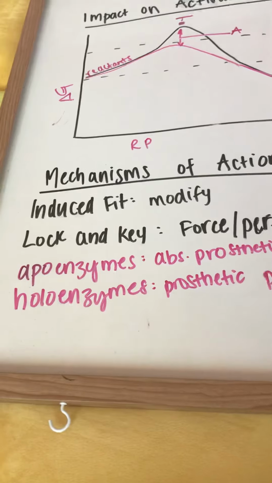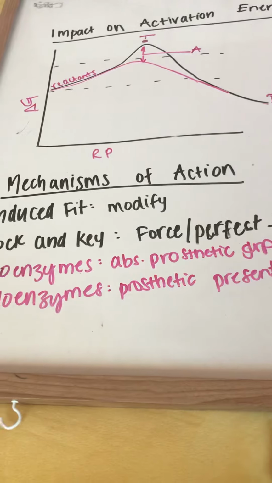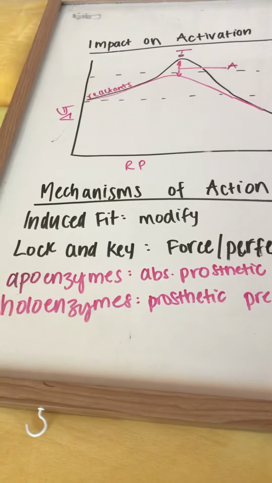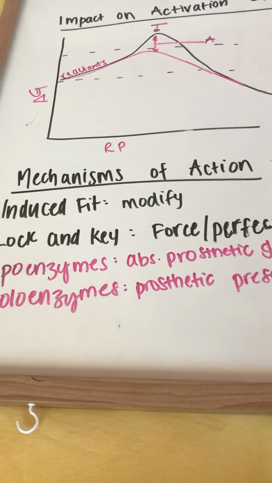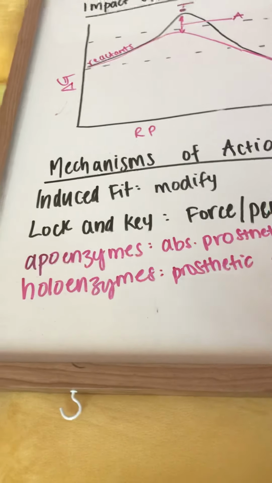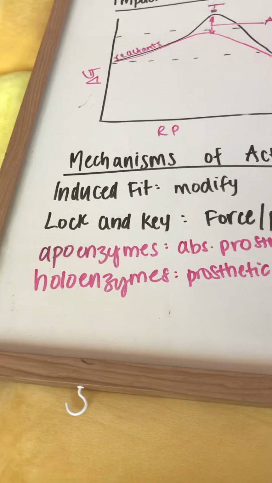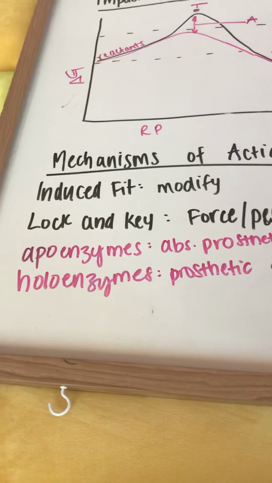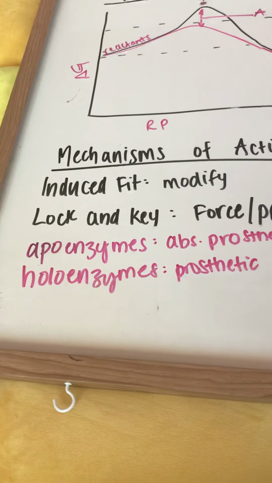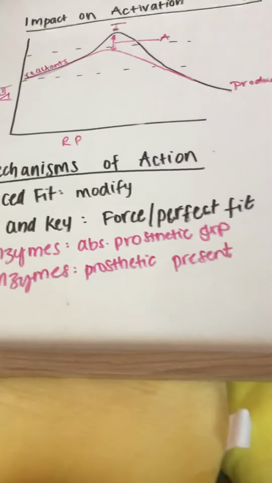Apoenzymes and holoenzymes. If you remember from the previous video, I talked about prosthetic groups, which are basically just covalent attachments to proteins. They work better in the presence of prosthetic groups, which can be vitamins or metal ions or lipids or carbohydrates or anything of that sort. The same thing goes for an enzyme. If an enzyme has a prosthetic group, it's called a holoenzyme. And if it doesn't have a prosthetic group, it's called an apoenzyme. The way I remember it is absent and apo both start with an A. So the prosthetic is absent, and that's what I wrote down over here.